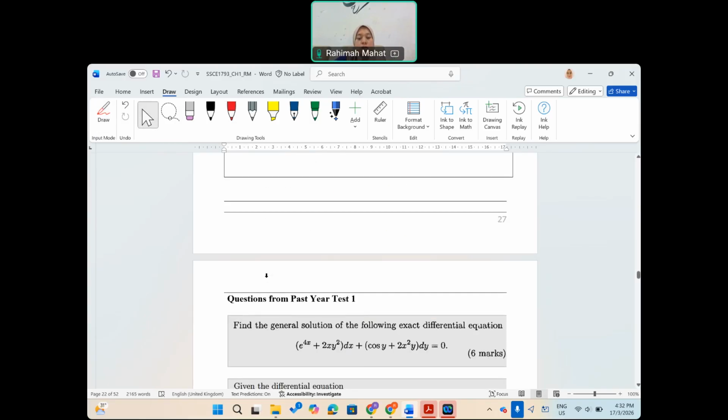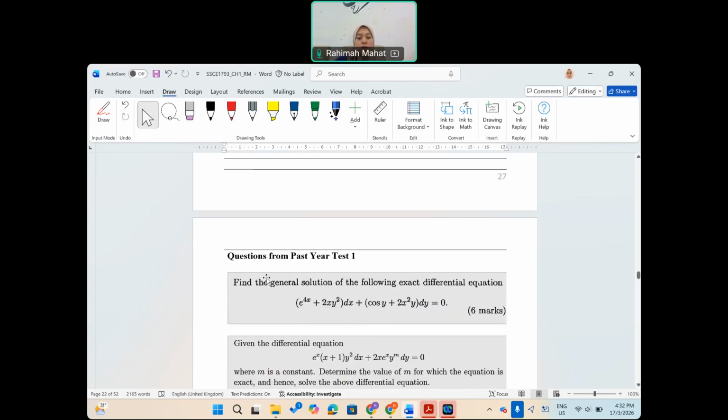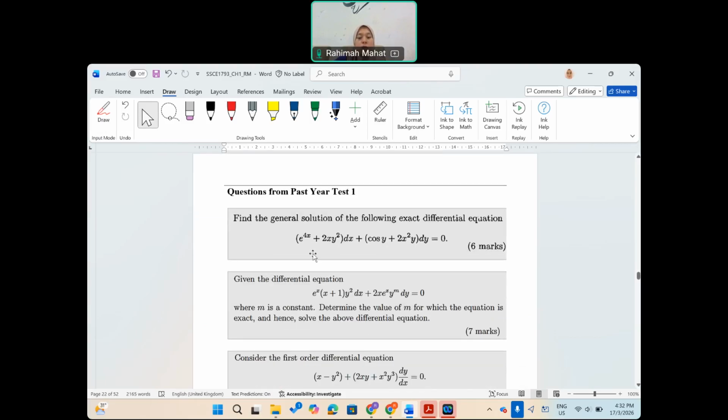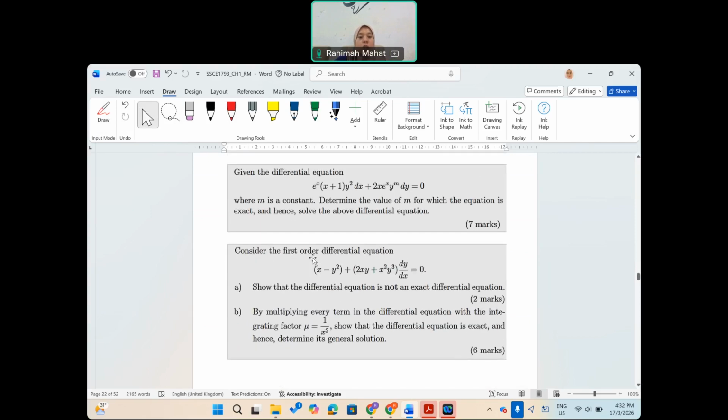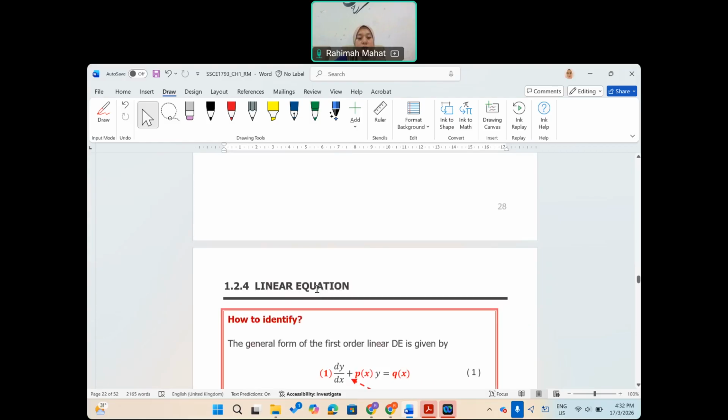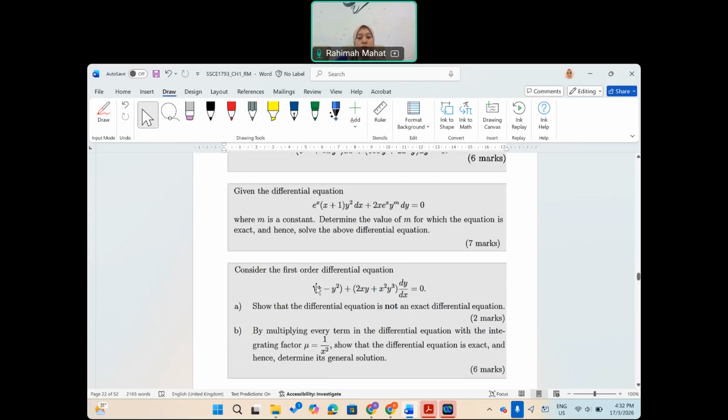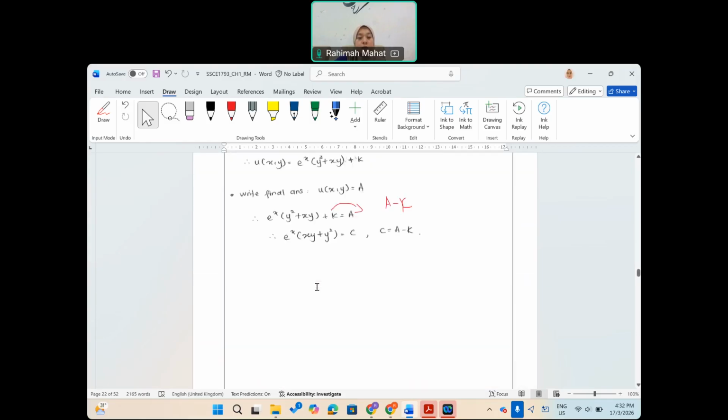So these are the questions from the past year test 1. You can try later for your understanding, and you can study from the textbook. There are lots of other examples for you to study. Okay, so that is for the exact equation.